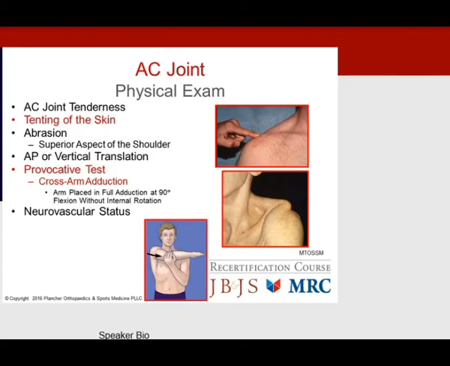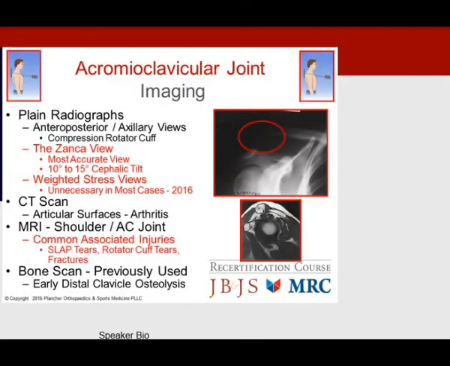Provocative tests with the crossed-arm adduction, with the arm placed in full adduction at 90 degrees of flexion across the body without internal rotation, can often detect an AC joint problem. Plain radiographs with a Zanca view tilted 10 to 15 degrees can be helpful, and the MRI is essential because AC joint injuries are commonly associated with SLAP tears, rotator cuff tears, and fractures, and you need to look for them.